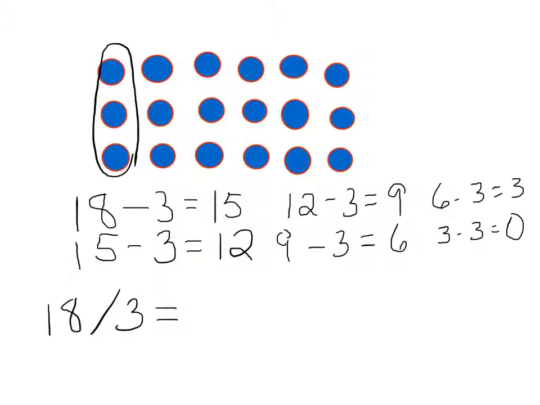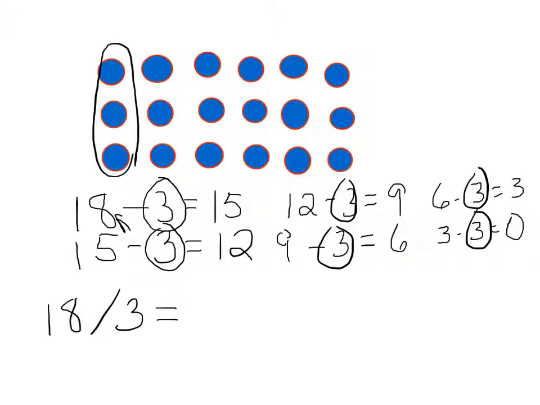At this point, I need to figure out how many times I took 3 away from my total of 18. So every circle I make here is an equal time I took 3 away. So we have 1, 2, 3, 4, 5, and 6 times. So we have proved 18 divided by 3 gives us 6 equal groups.